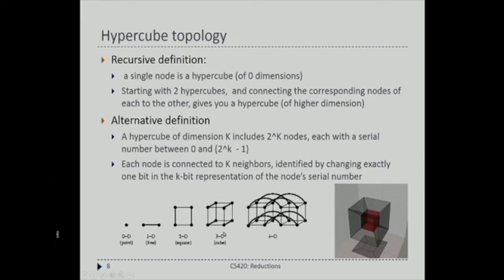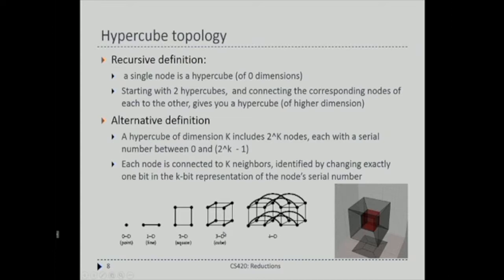And so the number of neighbors is also log p to the base 2, right? And so the diameter is log p to the base 2, which is k. Okay. Now, how can we use this to do reductions?